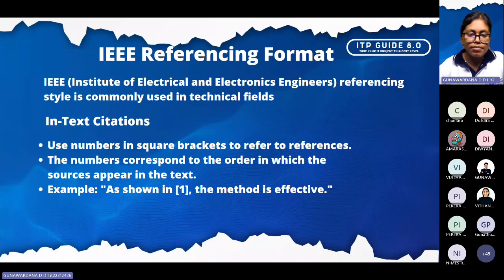These are some text citations that you need to follow. As an example shown here, you need to follow the square bracket principle when it comes to referencing. You can't add curly brackets or any other brackets. You have to put the square brackets.